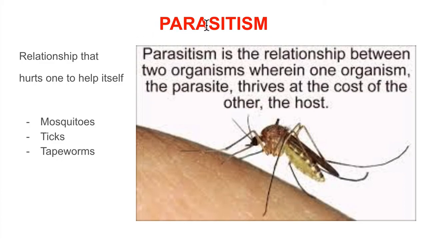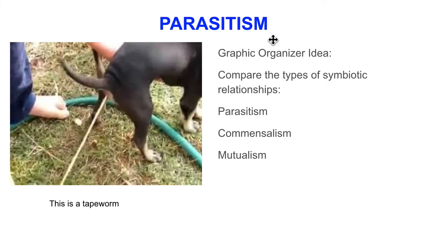But what parasitism is, some sort of organism feeds on you, so it hurts you to help itself. So that's parasitism. So that mosquito is hurting you to help itself. Parasitism hurts one to help one. So for the graphic organizers here, I would compare the 3 types of relationships, and we'll go over these 2 in a minute. Here's a tapeworm getting pulled out of a dog. So these tapeworms live inside your intestines, and here they're pulling it out of that dog's butt.